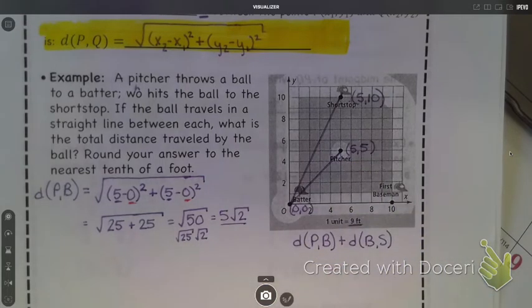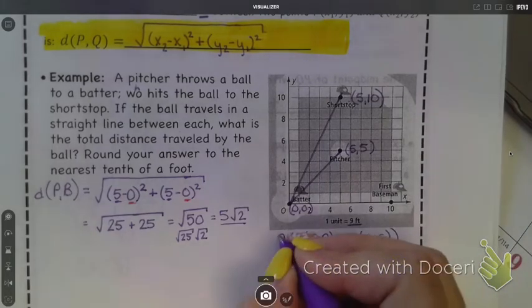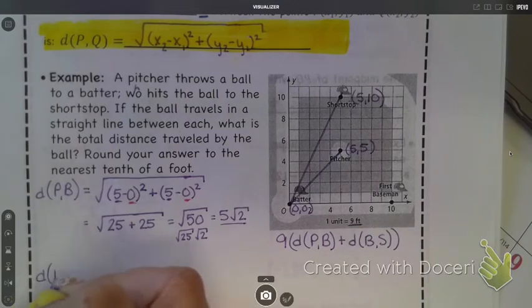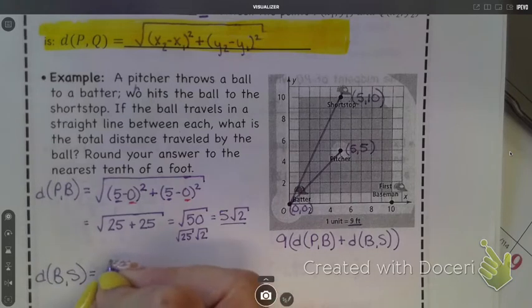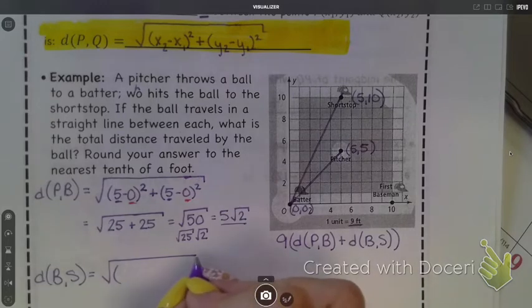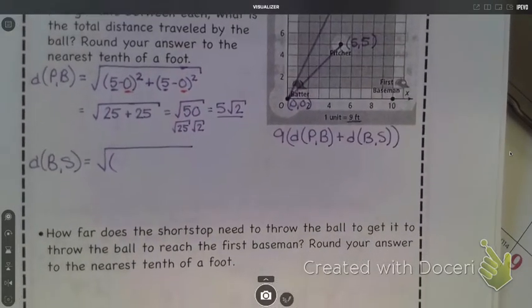Oh, we said we were going to multiply this by 9, didn't we? Okay. So then I need the distance from the batter to the shortstop. So you guys tell me what to write. Got the square root. Got my first parentheses. I'm going to move it up. You guys have the equation on your paper.